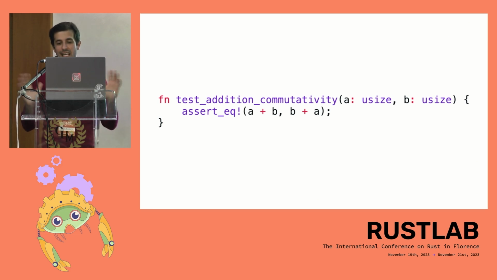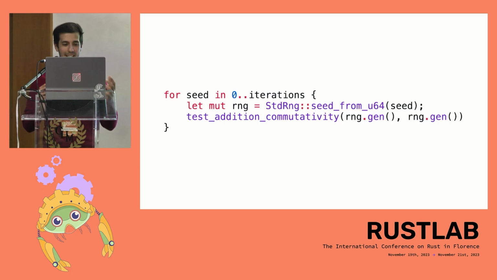And you don't know exactly what those inputs will be. And so typically this is handled by a property testing framework. I'm going to mention a couple in a second. But the main idea is that what a property testing framework does is it will run a bunch of iterations, typically a lot of them. And for each iteration, it will instantiate a random number generator. And with that random number generator, it will pass those two random inputs to the test in question.